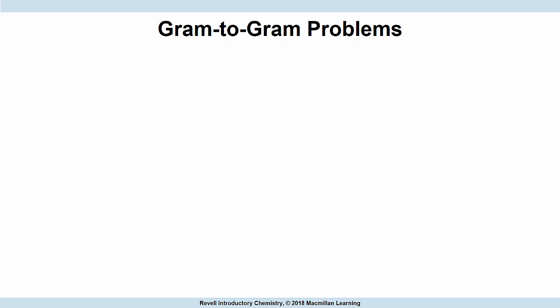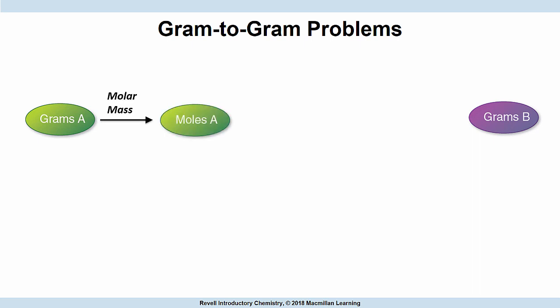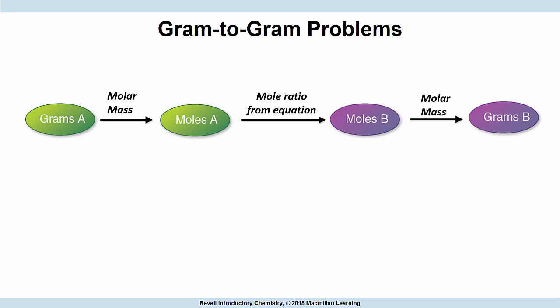One important type of stoichiometry calculation is the gram-to-gram problem. In this type of problem, we are given the mass of one reagent or product in grams and asked to find the mass of another reagent or product, also in grams. To solve this problem, we must first convert the grams of substance A into moles of A. We then relate the moles of substance A to the moles of substance B, using the mole ratio from the balanced equation. Finally, we can convert from moles of B to grams of B using the molar mass.